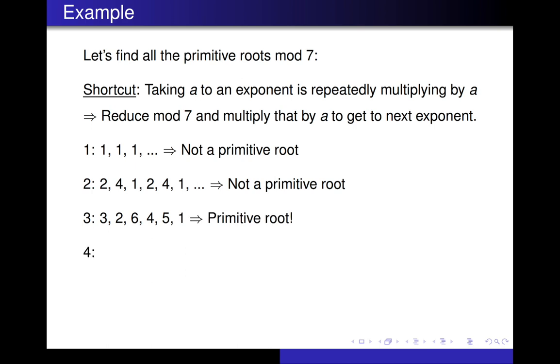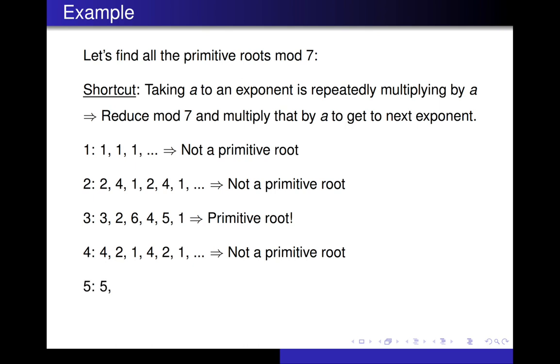If we want to try 4, let's go for it. 4 to the 1 is 4. 4 times 4 is 16, but 16 is 2 mod 7. 2 times 4 is 8, and 8 is 1 mod 7. Then 1 times 4 is 4, and we continue with that same pattern, 4, 2, 1, 4, 2, 1, never getting to the other numbers. Not a primitive root, because we're missing 3, 5, and 6.